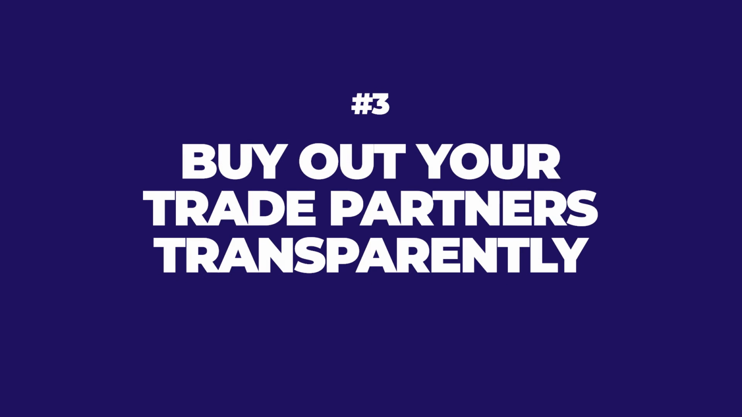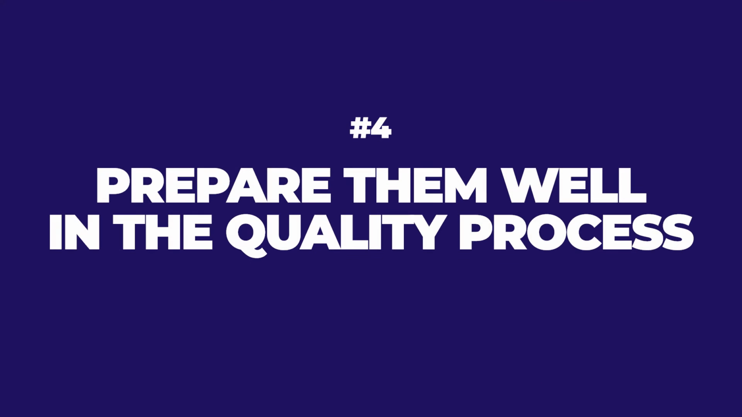Stop rewarding the contractors that are just undercutting other bids, that don't have the full scope in the contract, and that will only change order you to death. Number 3, buy out your trade partners transparently. Make sure they understand the schedule, what's expected, so that everything's fully transparent so they can give you a proper bid. Number 4, prepare them well in the quality process.